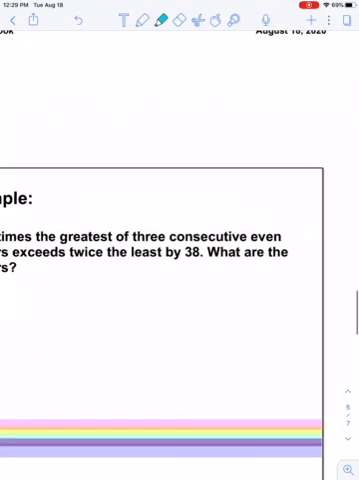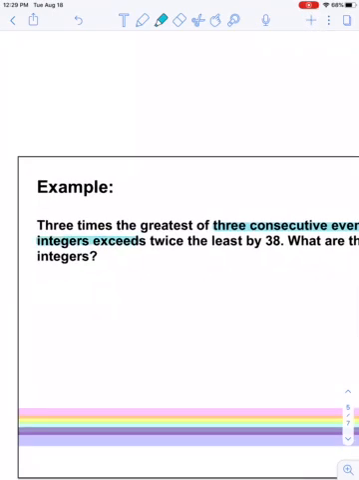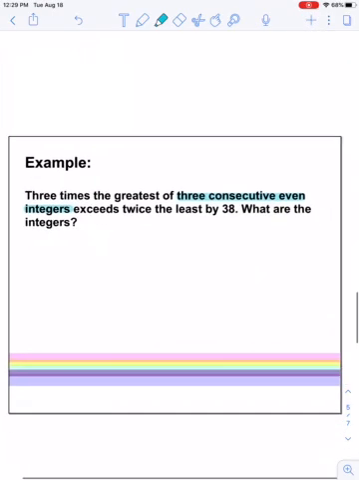So 3 times the greatest of 3 consecutive even integers. This is the tough part. Once we get that figured out, it won't be bad. So consecutive means in a row. But even, so 3 consecutive even integers. So an example of that might be 6, 8, 10. Okay, those are 3 even integers in a row. 20, 22, 24. If you notice, they're all 2 apart. Okay, consecutive even integers would all be 2 apart.